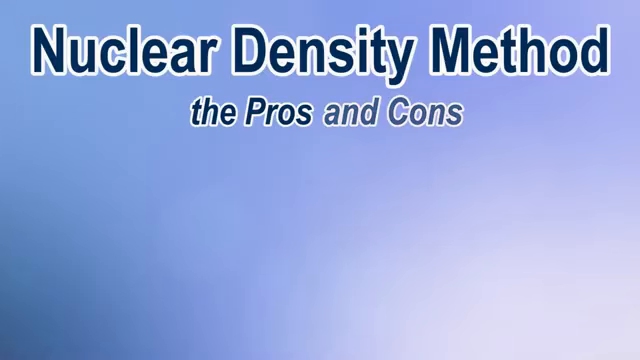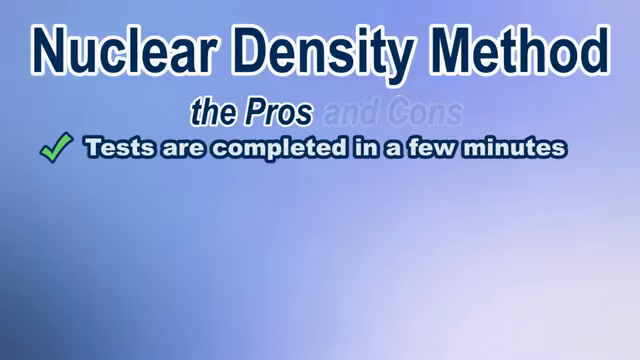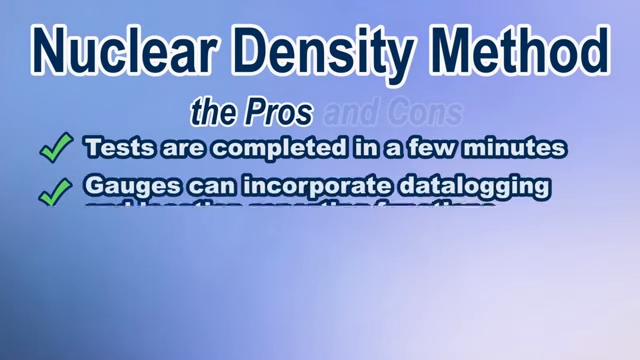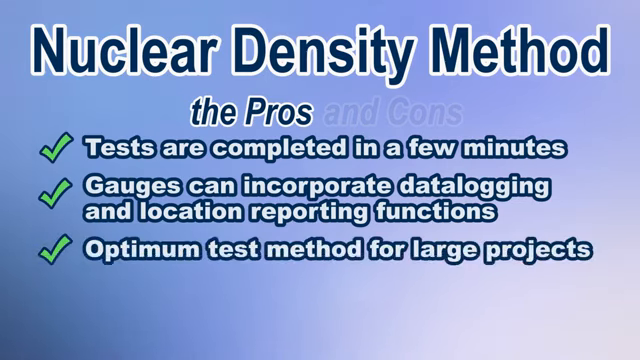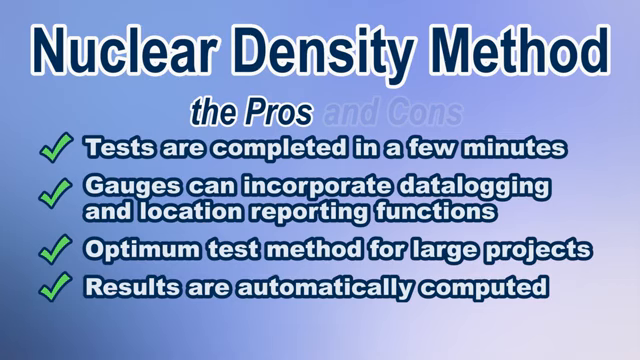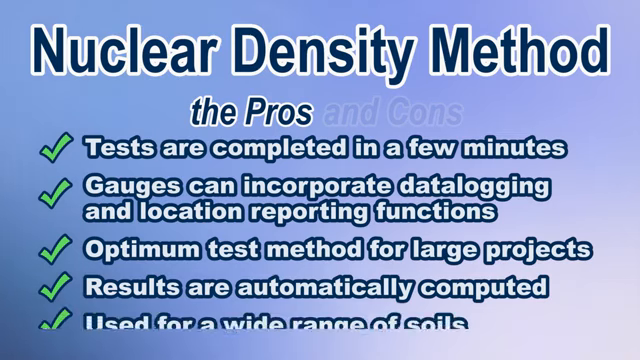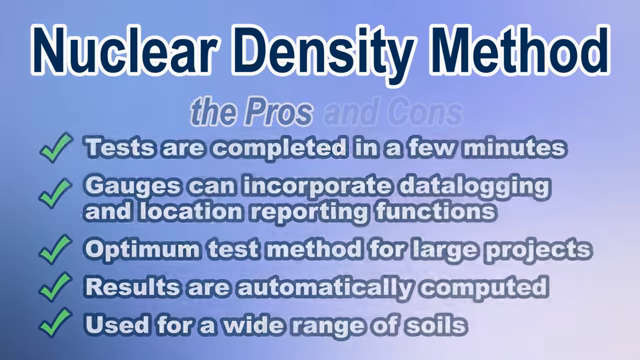The pros of the nuclear density test are: density and moisture tests are completed in a few minutes. Nuclear density gauges can incorporate data logging and location reporting functions. It is an optimum test method for large projects requiring many tests per day. Density and moisture content are automatically computed by the nuclear density gauge, and the test method can be used for a wide range of soils.